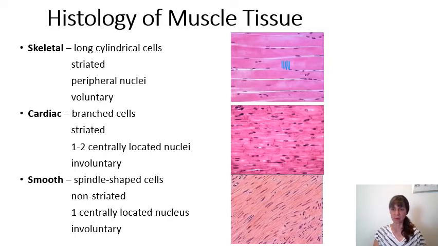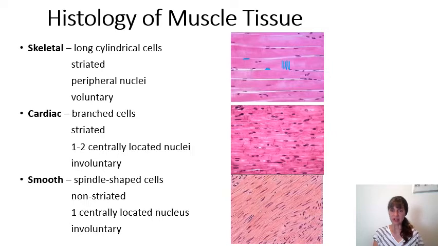Skeletal muscle tissue forms when hundreds of myoblasts fuse together to form a long cylindrical muscle fiber. When the myoblasts fuse together, their nuclei tend to get pushed to the periphery, or the edge, of the muscle fiber. So we see multinucleated skeletal muscle fibers.